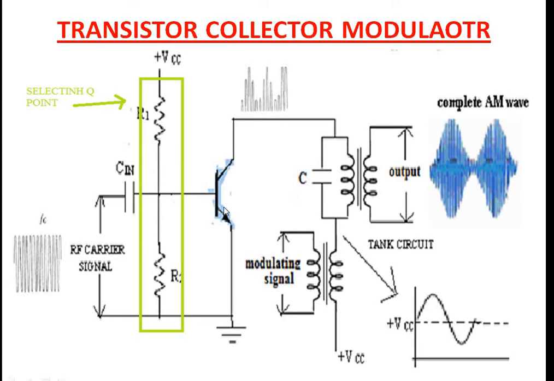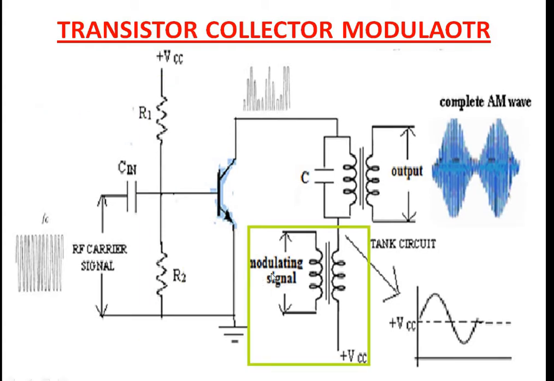This is a class C power amplifier wherein R1 and R2 are used to select the Q point, and a modulating signal is coupled with a plus VCC DC signal through a transformer. When an AC signal is coupled with a DC signal, we get an output like this. That means the collector terminal is biased by a varying supply, not by a constant voltage. Because of this, the reverse bias across the collector base junction also varies, and as the reverse bias varies, the waveform also varies with amplitude.